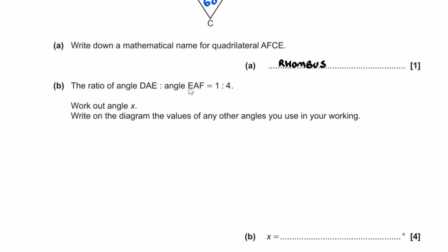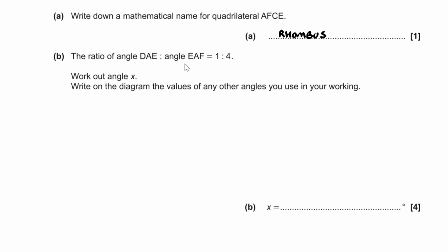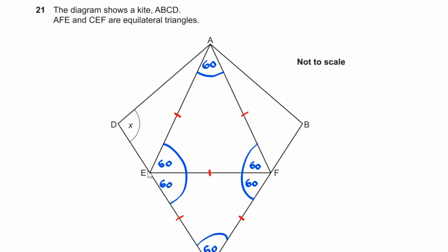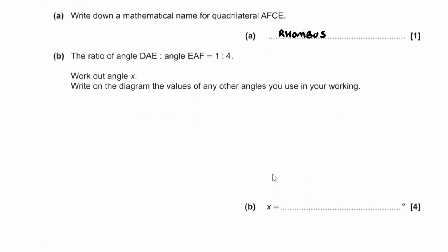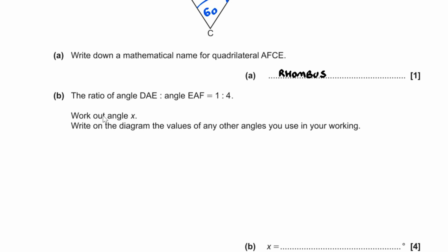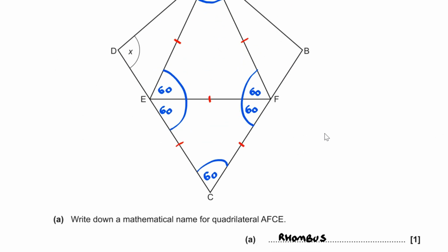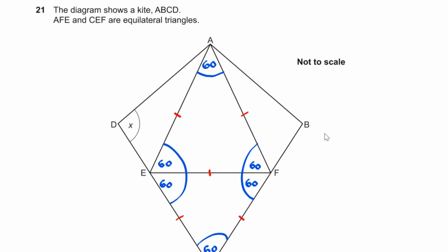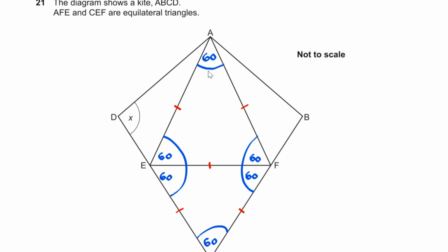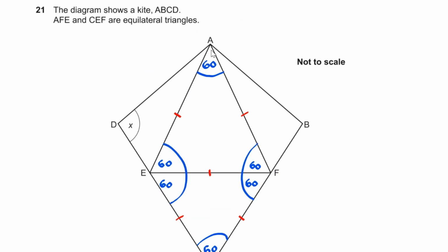And then for part B of the question, the ratio of the angle DAE, which is this angle here, to the angle EAF is equal to 1 to 4. And we have to work out the size of angle X, and we have to write on the diagram the values of any other angles you are using in your working. Well, first of all, if this angle is 60 and we've got this ratio 1 to 4, dividing 60 by 4 we get 15. So this angle over here is 15 degrees.